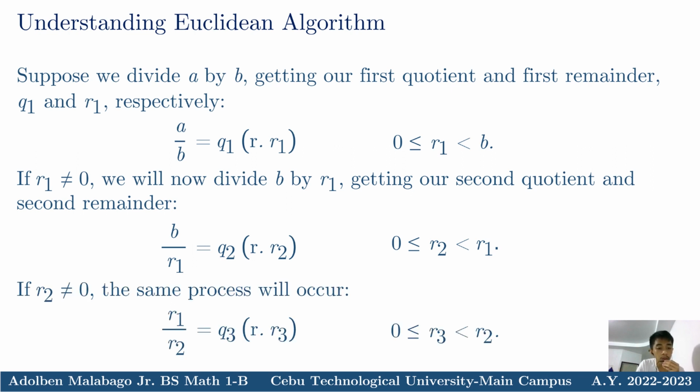And now, if R sub 2 is still not equal to 0, the same process will occur. R sub 1, which was the divisor, will now be placed in the numerator as the dividend, while the resulting remainder R sub 2 will be placed in the denominator. Dividing those numbers will yield a third quotient, Q sub 3, and a third remainder, R sub 3, where R sub 3 is less than R sub 2 and greater than or equal to 0.